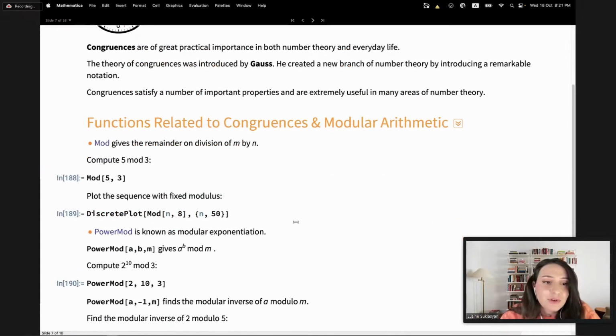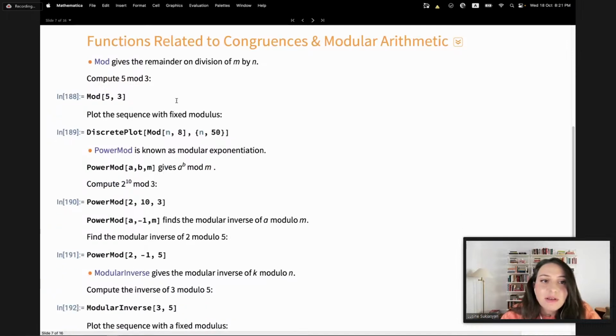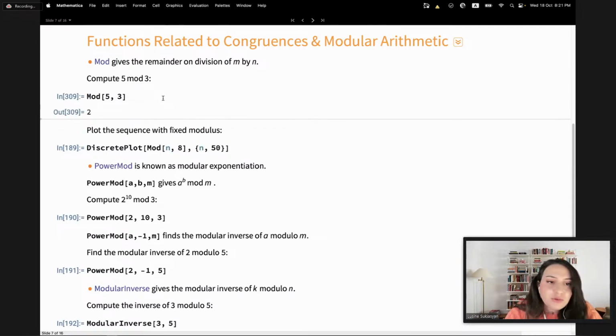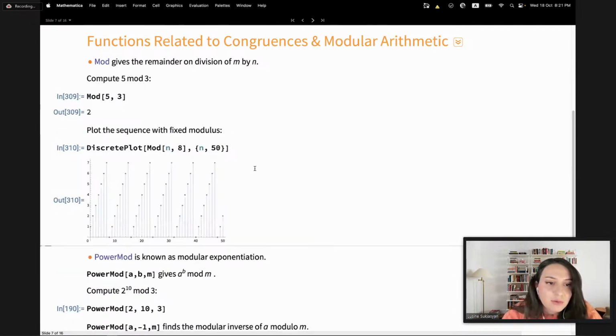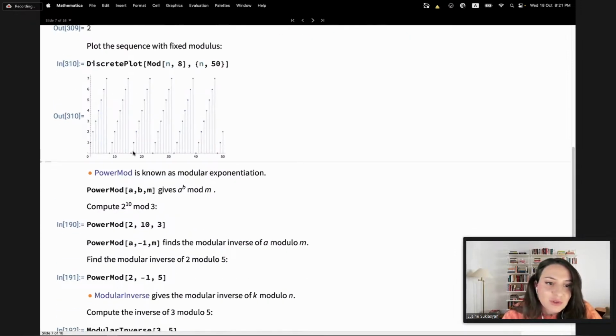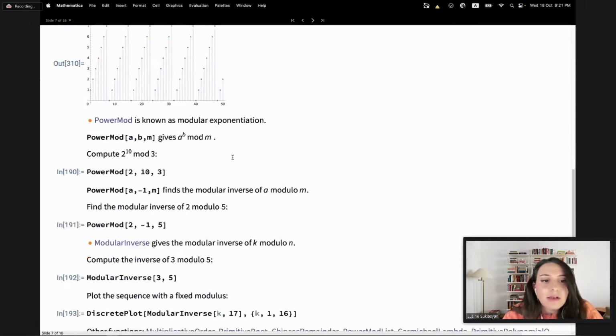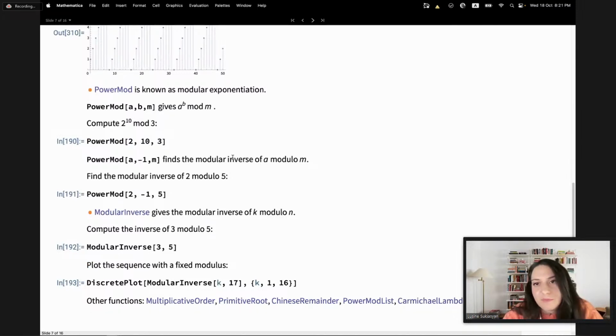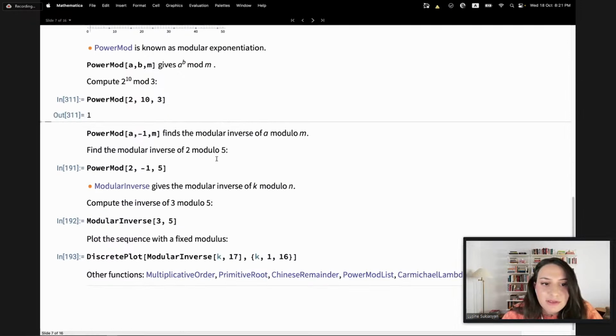So the functions here are Mod, which gives the remainder on division of m by n. So compute 5 mod 3 by just doing this, or we can plot the sequence with a fixed modulus by doing this. And of course, the values are only 0, 1, 2, 3, 4, 5, 6, and 7, because the modulus here is 8. PowerMod is another important function, which is known as modular exponentiation. It just gives you a to the power of b mod m, like computing 10 to the power of 10 mod 3, easily by doing this.